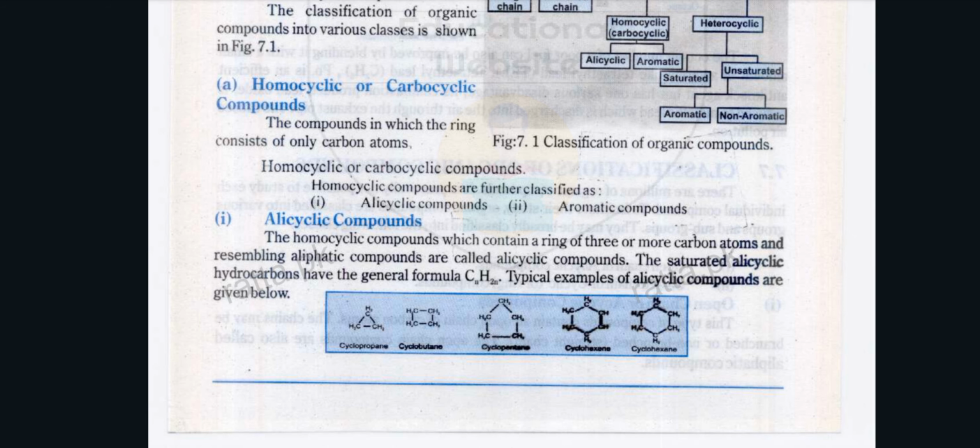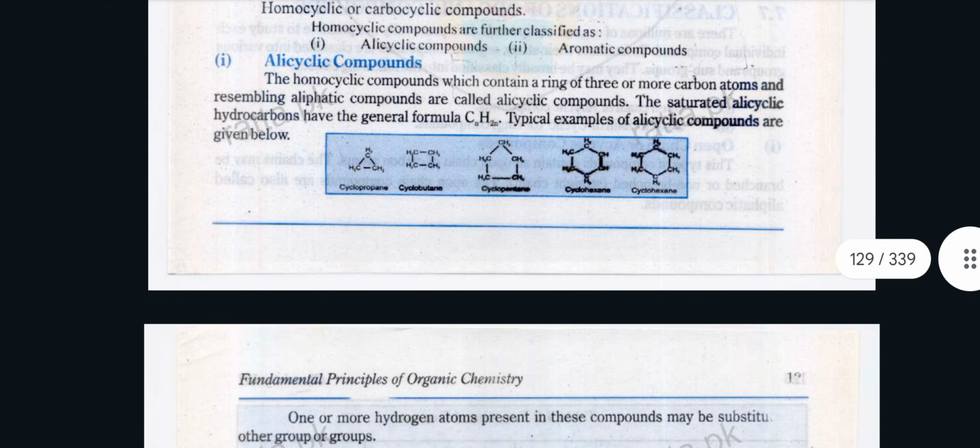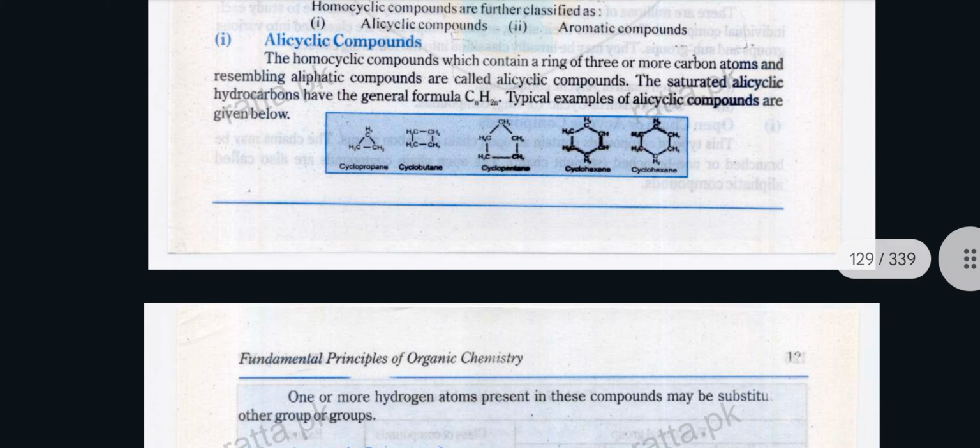These are compounds which consist of only carbon atoms. Homocyclic or carbocyclic compounds are further classified as alicyclic or aromatic compounds. Alicyclic compounds are those which contain a ring of 3 or more carbon atoms and resemble an aliphatic compound.